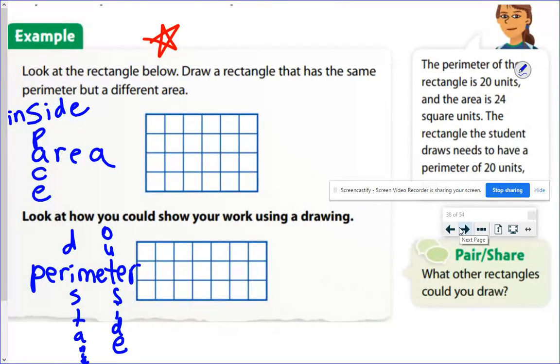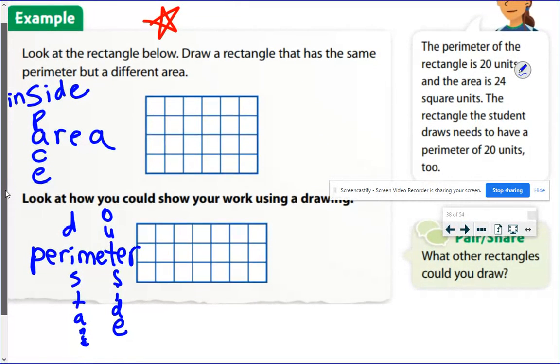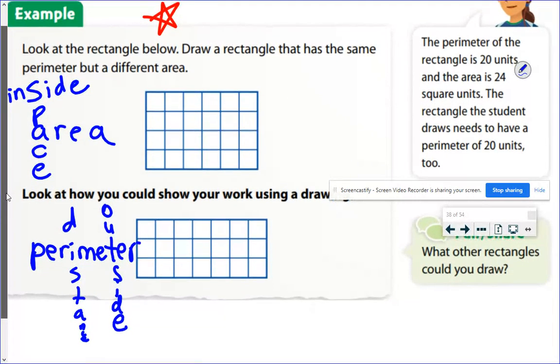This is where I stopped going over the pages with you because activity was up. Look at the rectangle below. Draw a rectangle that has the same perimeter but a different area. When I went over this slide in class, I did some word art to help some students that might have been getting the two confused.